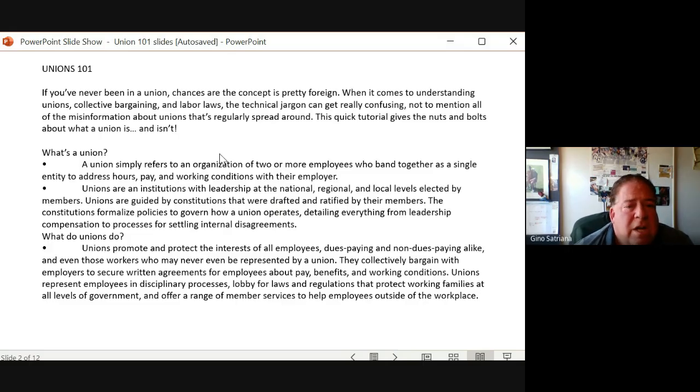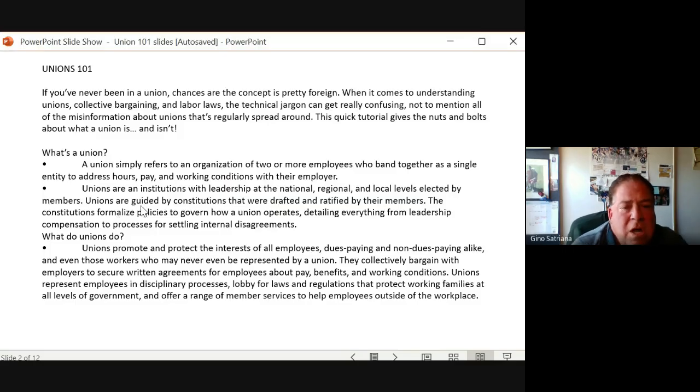When it comes to understanding a union, collective bargaining, labor laws, and all of the technical jargon, it can get really confusing. Not to mention all the misinformation about unions and what unions were back in the 70s and 80s compared to what they are now. People have their own opinions about unions, and that sometimes can be encouraging and sometimes discouraging. But if you don't know the facts, a lot of people will question it. So this is what this training will do. You're going to get some very basic facts on what you need to know about what a union actually does. So I'm going to go through this quick tutorial about what a union does.